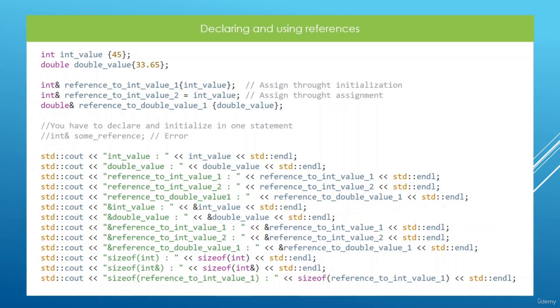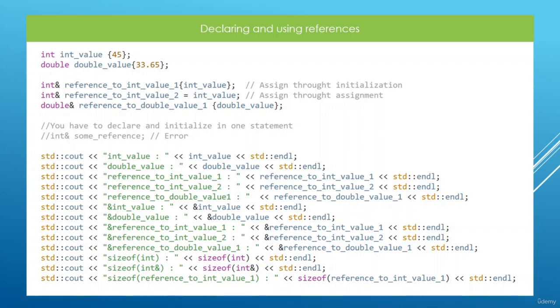Here is a simple example. We have two variables. One is an integer, we have 45. The other is a double, we have 33.65. We want to set up references to these variables, and the syntax is ridiculously easy. For the int value, its reference is going to be something like int ampersand. You put the ampersand symbol, you say the name of the reference, and you initialize this with the value in the variable that you want this to reference.